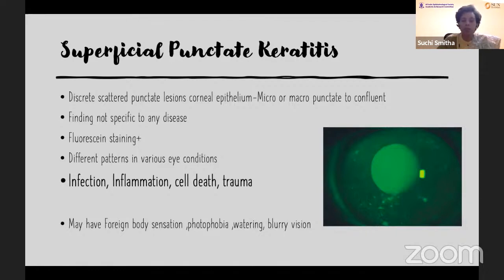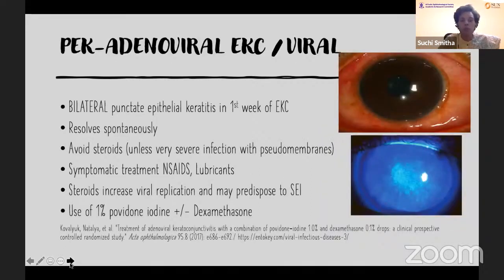Patient may have foreign body sensation, photophobia, watering, blurry vision, or they may not be symptomatic, like it was discussed earlier by Dr. Paras so nicely in neurotrophic keratitis. So one of the most common entity where we see SPKs or punctate epithelial keratitis is our adenoviral keratoconjunctivitis. That is a viral entity. Though it can be caused by other viral entities, more common is adenoviral.